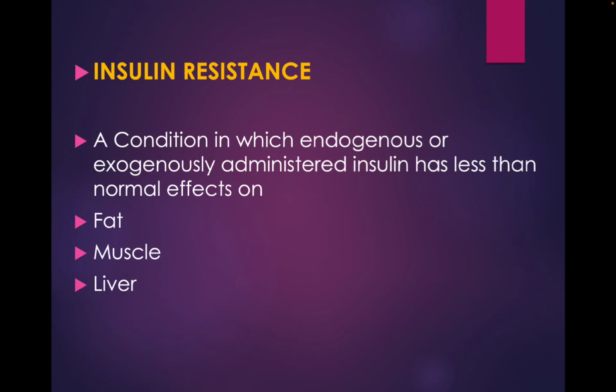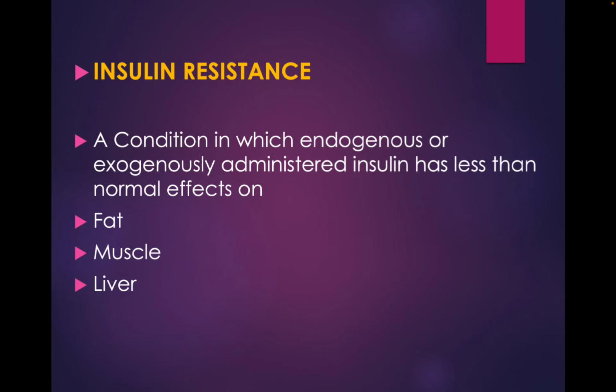In the muscle, it is responsible for GLUT4 expression and leads to uptake of glucose. And in the liver, it inhibits glucose production and leads to storage, that is, glycogenesis. These are the things which insulin does. Insulin resistance means the body is not responding to insulin.